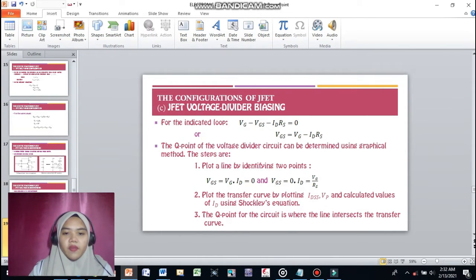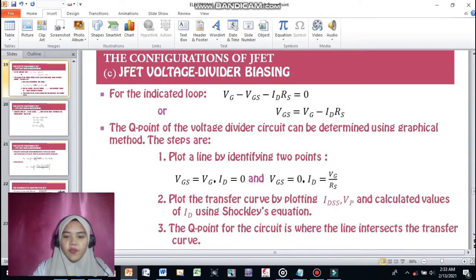The Q point of the voltage divider circuit can be determined by using the graphical method. The steps are: 1. Plot the line by identifying 2 points, which are VGS equal to VG, ID equal to 0, and VGS equal to 0, ID equal to VG divided by RS. 2. Plot the transfer curve by plotting IDSS, VP and calculated values of ID by using the Shockley equation. The Q point for the circuit is where the line intersects the transfer curve.